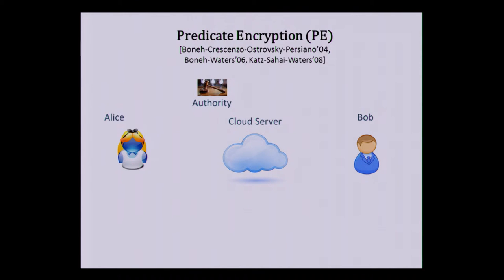So let me start off with the definition of predicate encryption. In predicate encryption, the game takes place between four different players: Alice, the Authority, a cloud server, and Bob. In the first phase, the Authority issues a master public key and gives it to the user Alice. It can also issue different secret keys with respect to different predicates and give them to different users. For example, the Authority can issue a secret key for predicate P and give it to the user Bob.